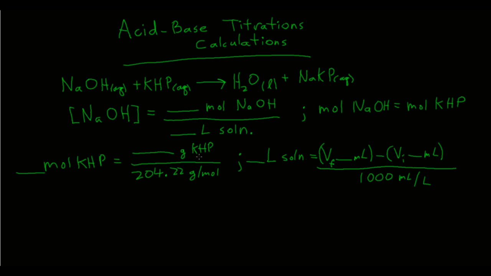of KHP. The volume of sodium hydroxide solution that it took to titrate that KHP is going to be the final volume of your burette in milliliters minus the initial volume where you started, divided by 1,000 milliliters per liter. Because moles of KHP is equal to moles of sodium hydroxide, this number goes here, this number goes there. That will give you the concentration of sodium hydroxide in your stock solution for Erlenmeyer flask 1. Do the same for flask 2 and flask 3.